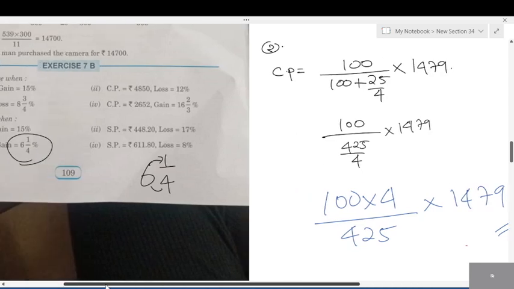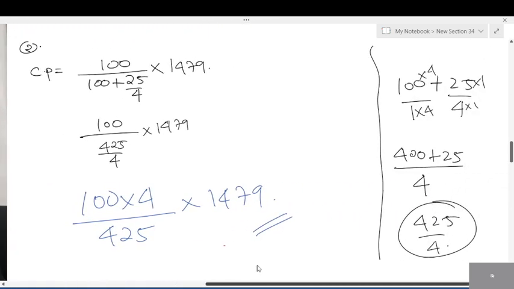Okay, try the last one for homework, students. Second main, fourth one. Remaining will continue tomorrow. Okay.